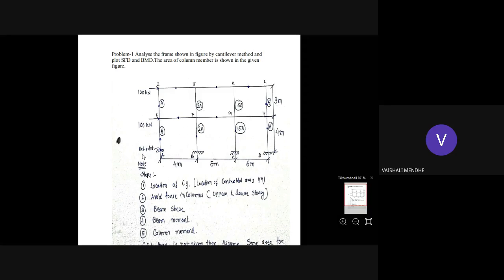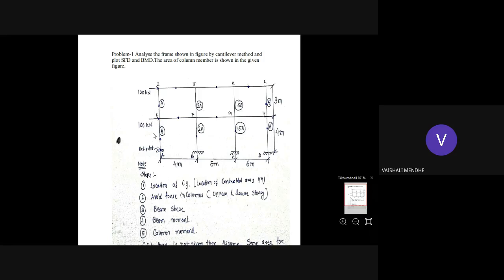Analyze the frame shown in figure by cantilever method and plot SFD and BMD. The area of column member is shown in the given figure. So here in this frame, the area is given. Okay, you can see the area of the given figure. This is again 3 by 2 story frame. Okay, and this load we have considered as a wind load, lateral load. Okay, though again the area is mentioned here.